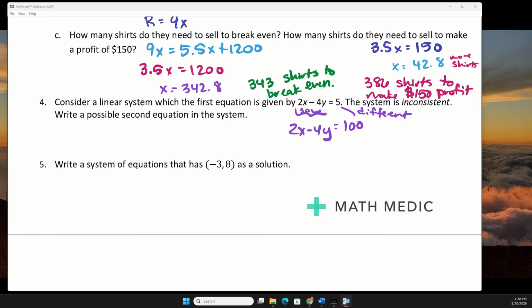All right, and then number 5, we want to write a system of equations that has (-3, 8) as a solution. All right, so we need to do something to x and y, anything you want, mathematically, to x and y. You want to add x and y? Add x and y, okay. So if I added this x and this y, what should it equal? 5, right? -3 plus 8 is 5. All right, so that's one equation that (-3, 8) is the solution, and then we just need a different one.